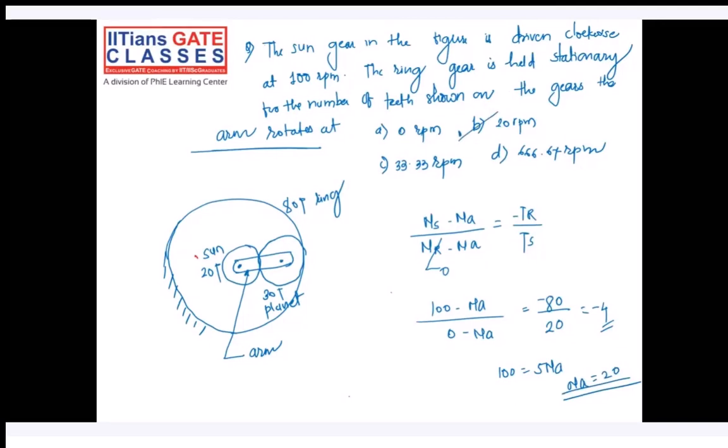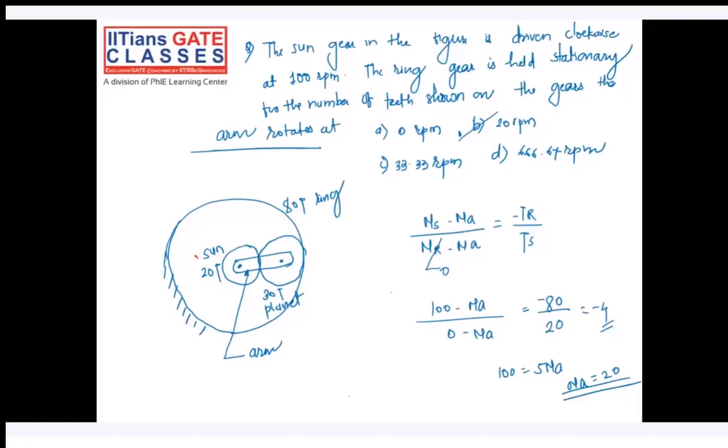See, understand the basic concept. If you are treating sun and planet together, the minus sign will come, because if the sun rotates clockwise, the planet will rotate counterclockwise. If you are working with the planet and ring, then the minus sign will not come, because the planet gear and ring gear are in mesh with each other and will have the same direction. So if the planet gear is rotating counterclockwise, the ring gear will also rotate counterclockwise. In this case it's fixed, but in general I am saying. So that's why I have not multiplied by minus 2 times.